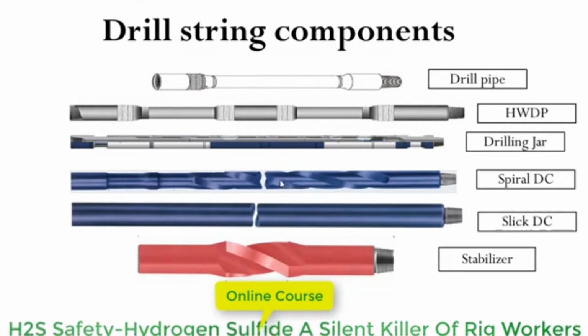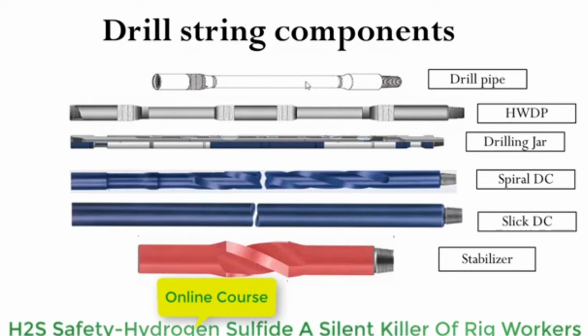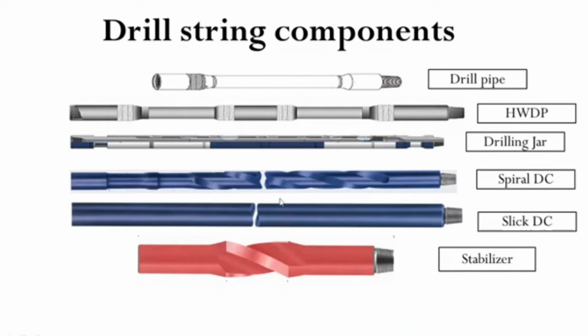differential sticking. Drill pipe provides the necessary length for drilling the required depth of the well. Heavyweight drill pipe provides a transitional zone between drill pipe and drill collar, because drill pipe is a lighter component in the drill string, whereas the drill collar is very heavy and more rigid as compared to drill pipe.